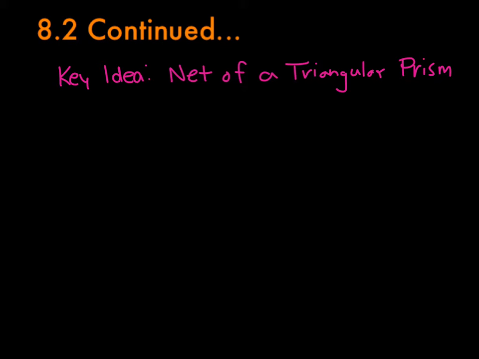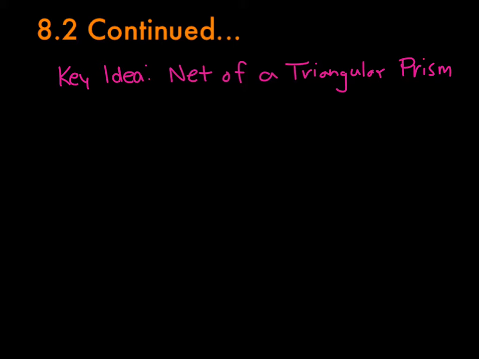Okay, so we're going to continue this video, and this is our key ideas of the net of a triangular prism, and we have one example, it's example 2. So I wanted to do this separately because there's really two separate things to remember. A triangular prism is a prism with triangular bases, so that's how you're going to tell if it's a triangular prism.